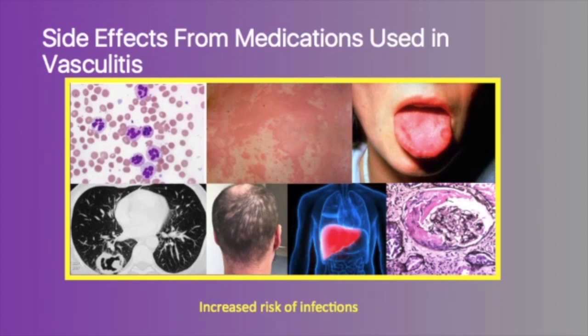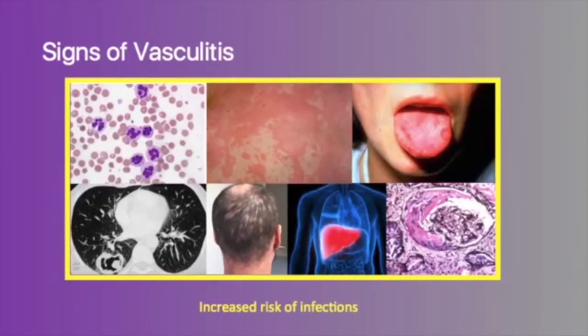This is a picture of that glomerulus, that kidney we were just talking about. You can see kidney issues and increased risk of infections. So these are all side effects from medications that are used in vasculitis, and these are all signs of vasculitis. So problems with your white blood cells, skin rashes, sores in the mouth, lung problems, hair loss, liver issues, kidney issues. So it can be really difficult sometimes when we're screening to see what is a side effect from the medication you're using and what is active disease.